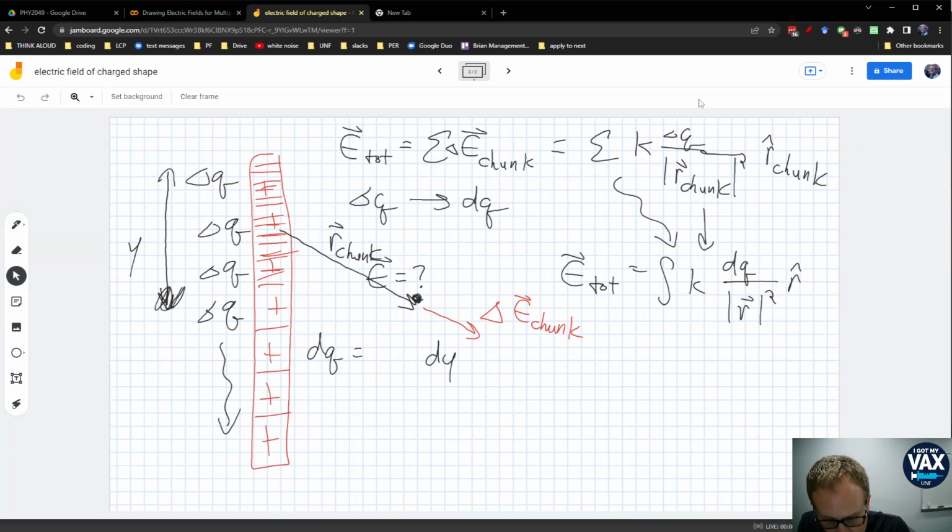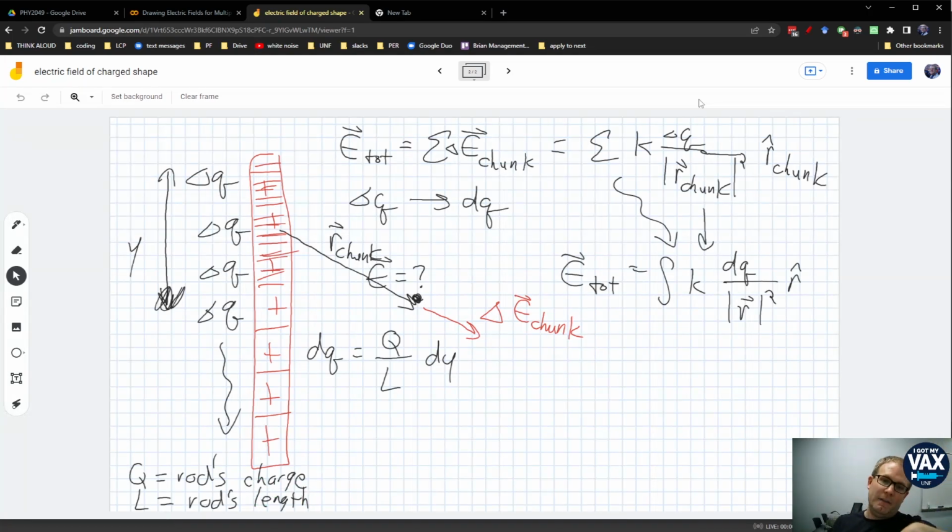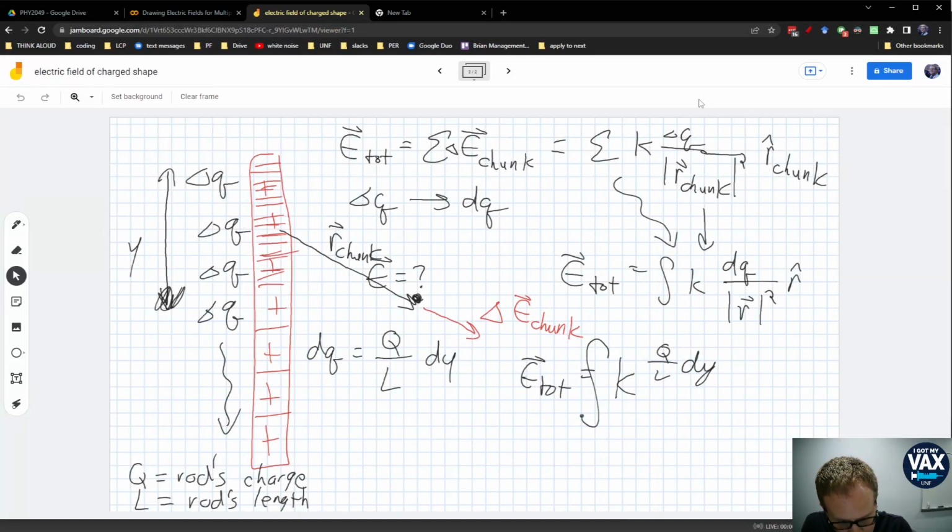One way I could do that would be to take the total amount of charge in the rod and divide it by the total length of the rod. So Q is going to be the rod's charge, and L is going to be the rod's length. So Q over L is the amount of charge I have per length. That's going to turn my dy, which has units of meters, into my dq, which has units of coulombs. And so I can take my E total and replace my dq like that. I've got my k, I've got my Q over L dy, and now my integral is going to go from 0 to L, right?